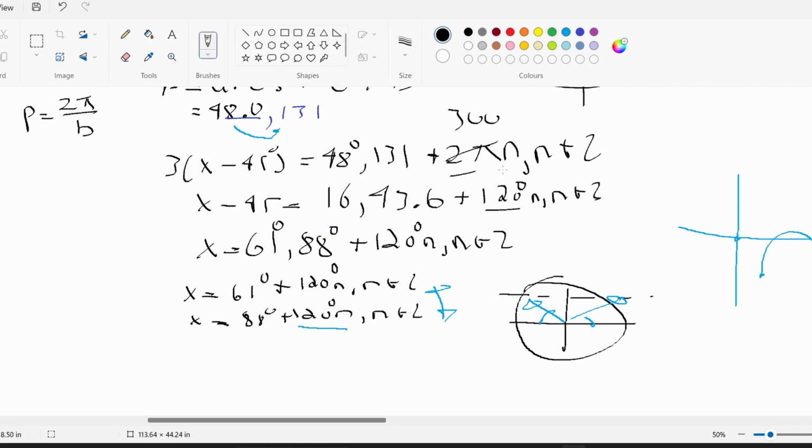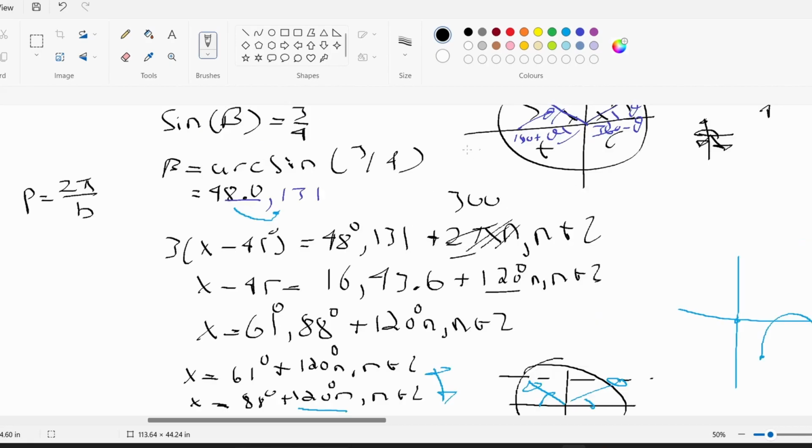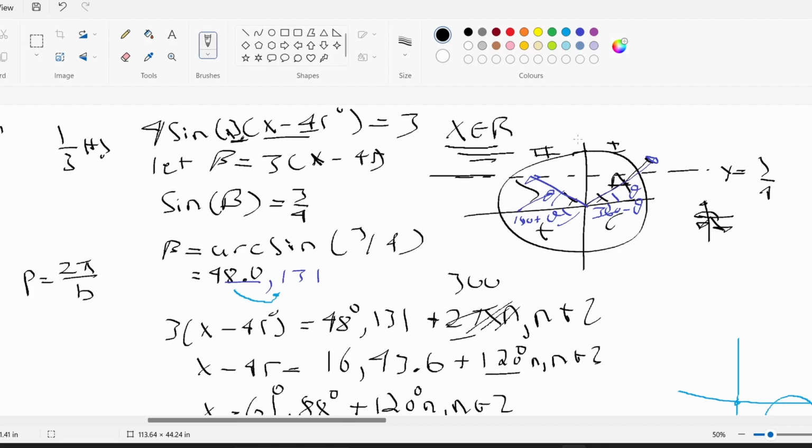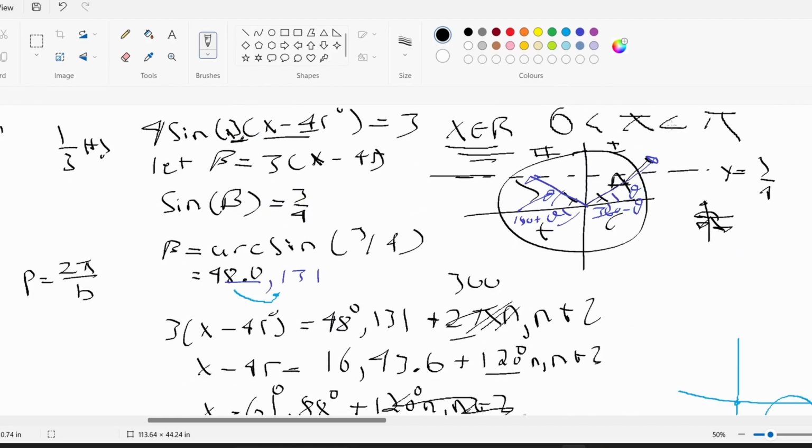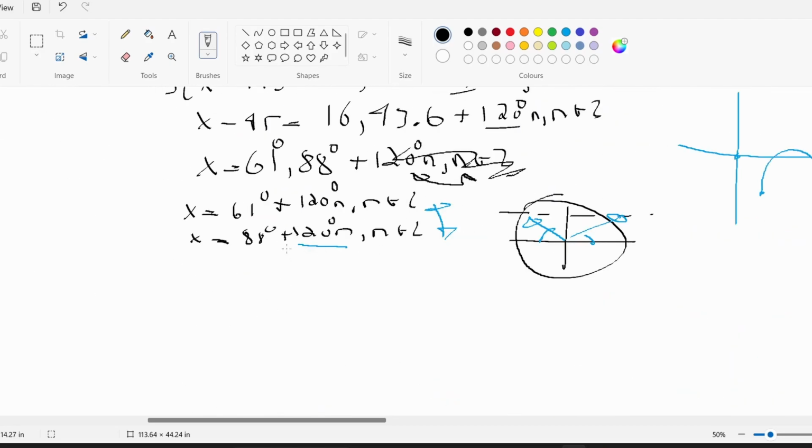And yeah, hope you guys learned. Don't mix your radians and degrees. And always look at the restriction. If it was like this, then you don't include this part. We just restrict it to between 0 and pi. So these two would just be your answer, I believe.